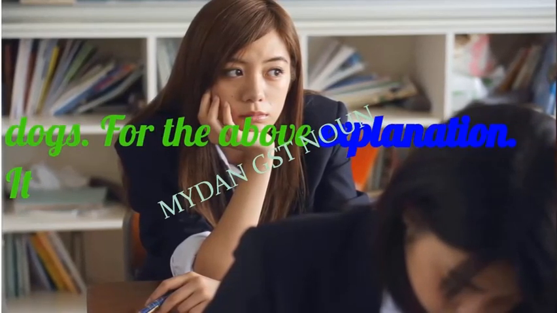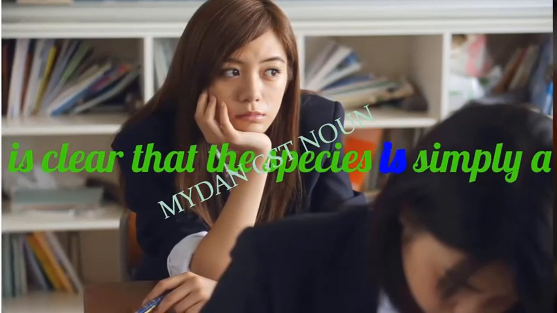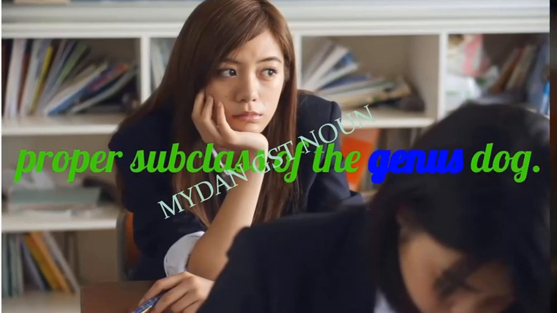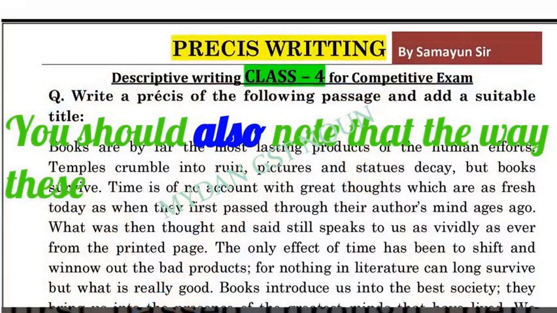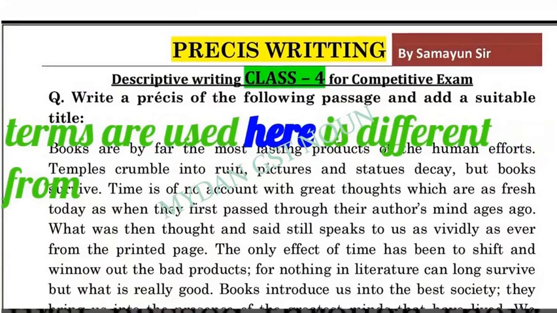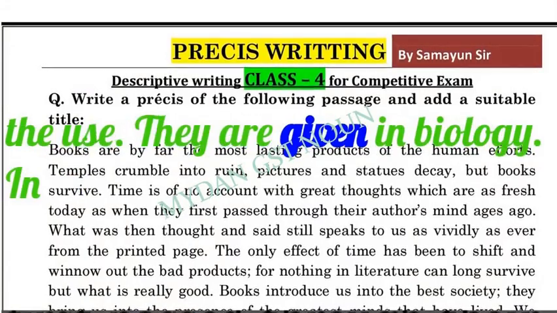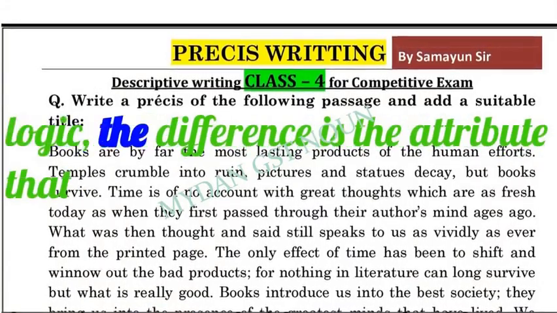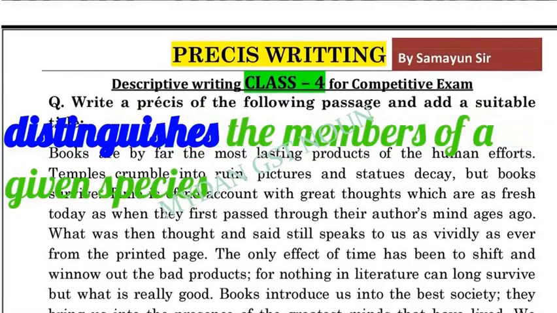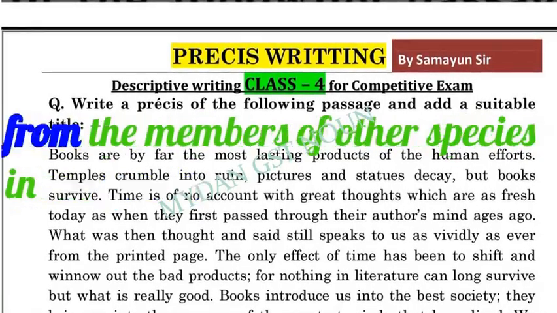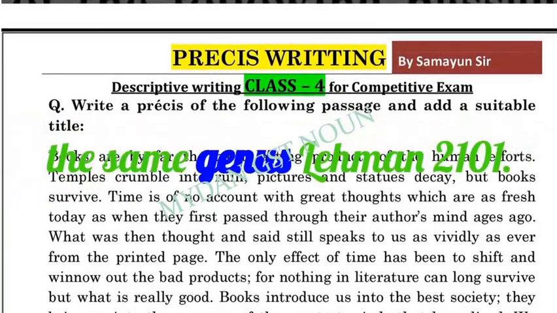From the above explanation, it is clear that the species is simply a proper subclass of the genus dog. You should also note that the way these terms are used here is different from the use they are given in biology. In logic, the difference is the attribute that distinguishes the members of a given species from the members of other species in the same genus.